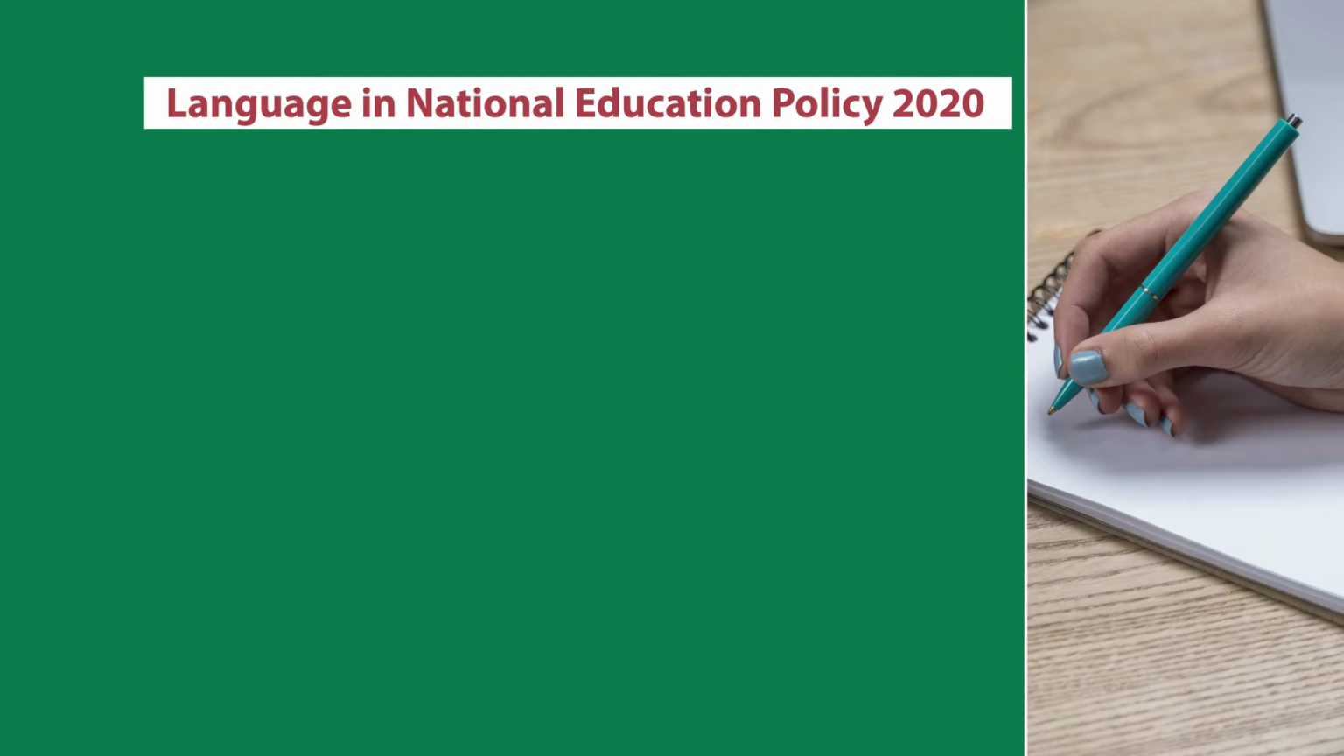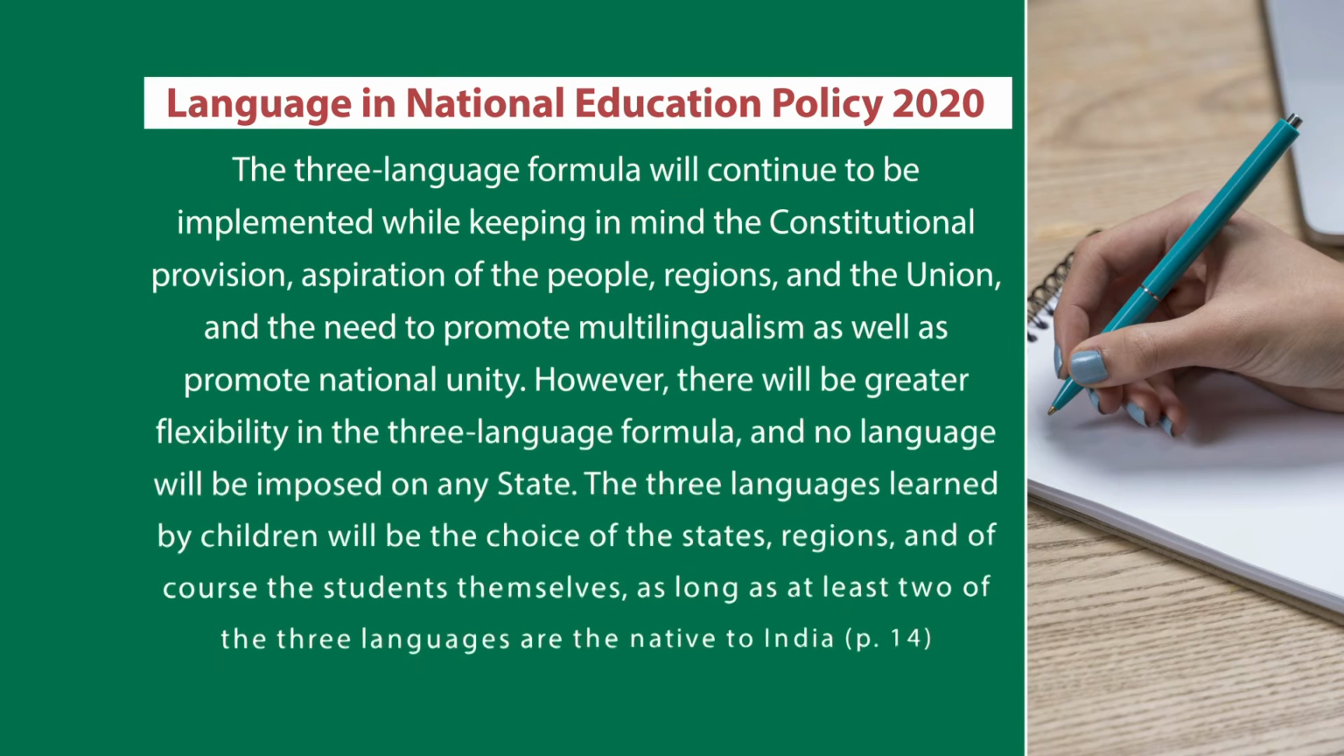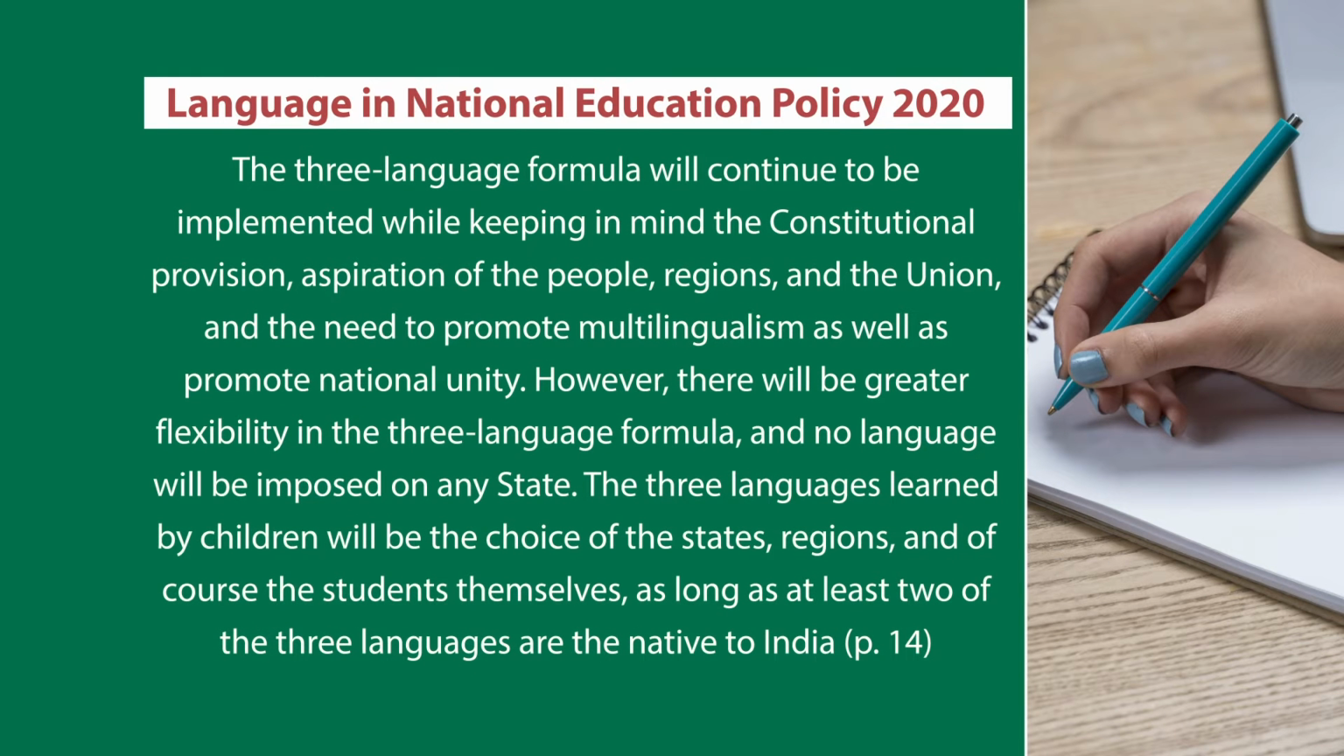Look at the recent development in the national education policy. It also reiterates that the 3-language formula will continue to be implemented while keeping in mind the constitutional provision, the aspirations of people, regions, the Union, that is the Indian Union, and the need to promote multilingualism as well as national unity. NEP 2020 gives greater flexibility in the choice of languages. It also says that, as far as possible, the mother tongue has to be there in the school, and that will be the decision of the states and the communities themselves.